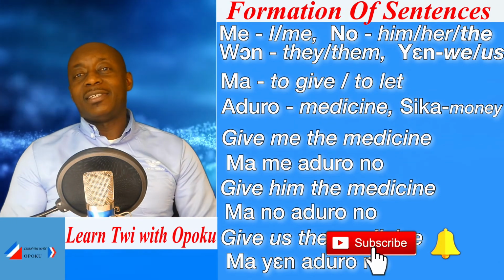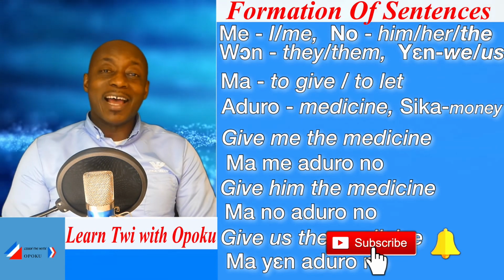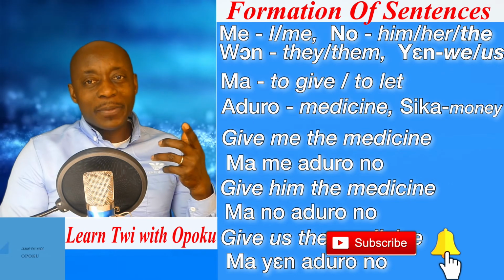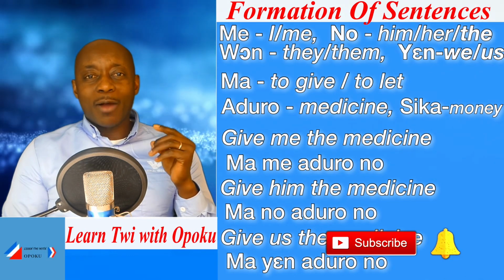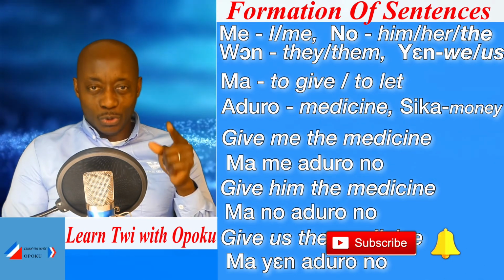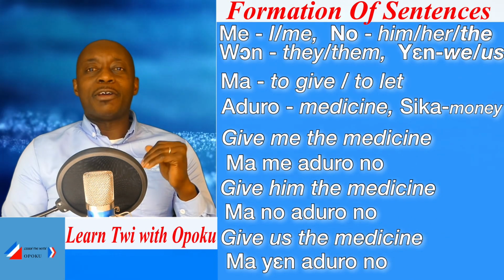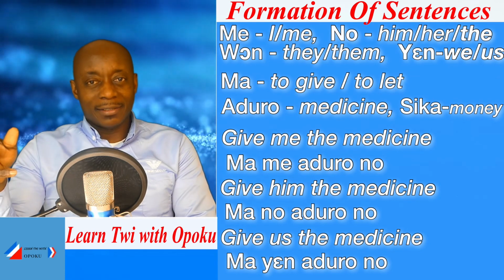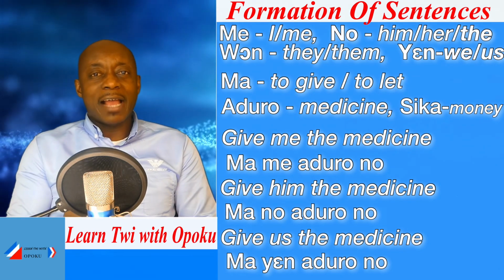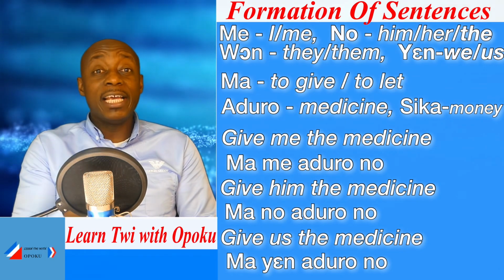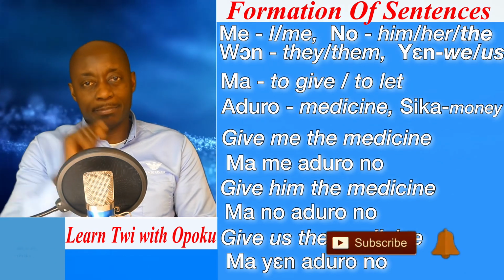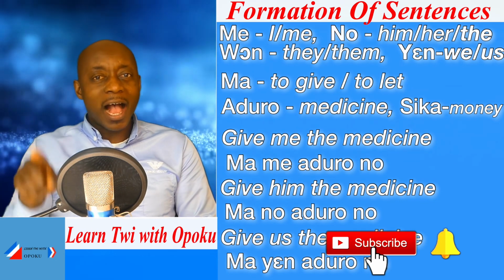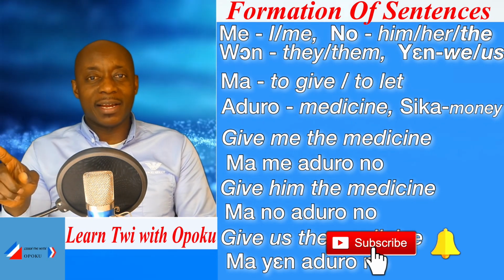Let's call it the 11th hour. That means let's end here. But then, in the next episode, we are going to introduce two. Because I've been saying, give him the medicine. But sometimes we want to say, give the medicine to him. Give the medicine to him. How are we going to say that in Twi?